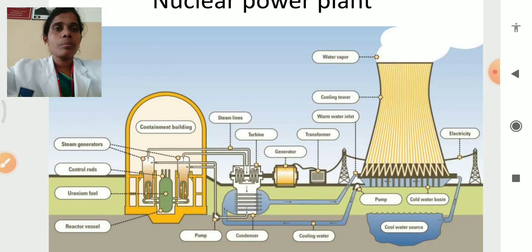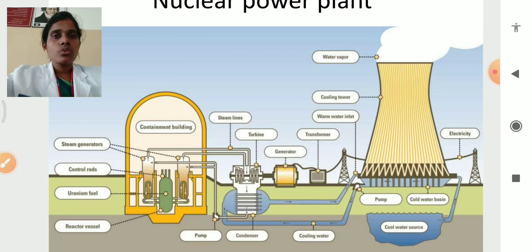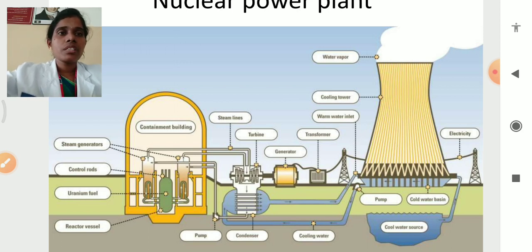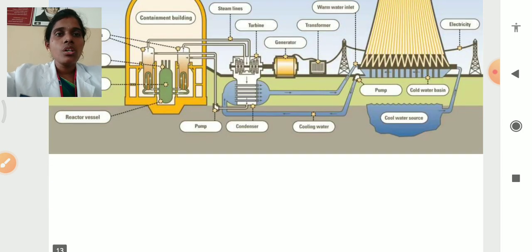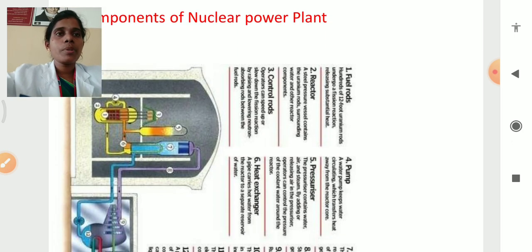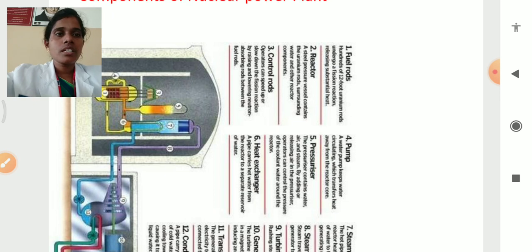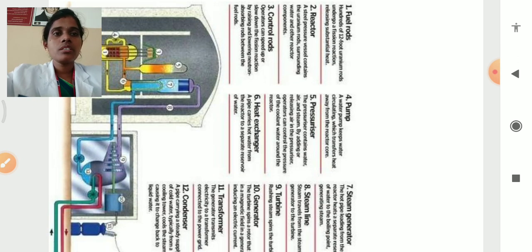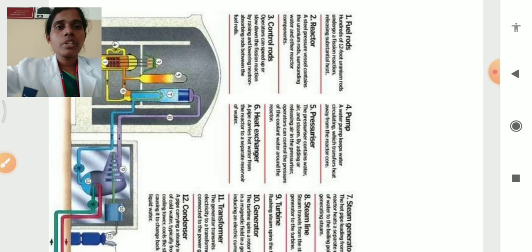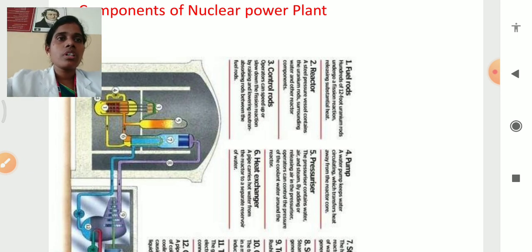Now the nuclear power plant. The major components are steam generators, control rods, uranium fuel, reactor vessel, containment building and pump. Similarly, the nuclear power plant has a turbine, generator, transformers and cooling water. So the major components of nuclear power plants are fuel rod, reactor, control rod, pump, pressurizer, heat exchanger, steam generator, steam line, turbine, generator, transformer and condenser. So the fuel rod.